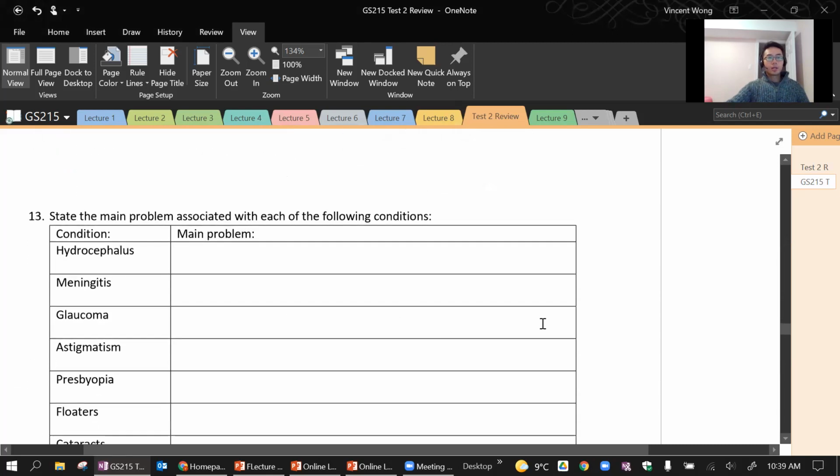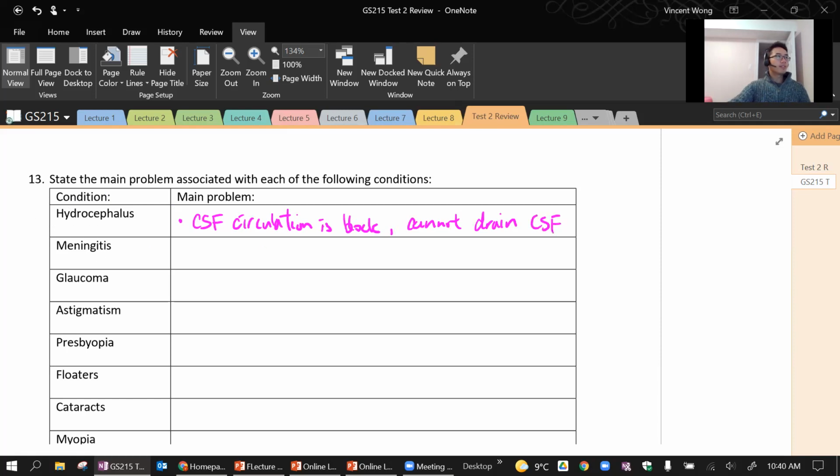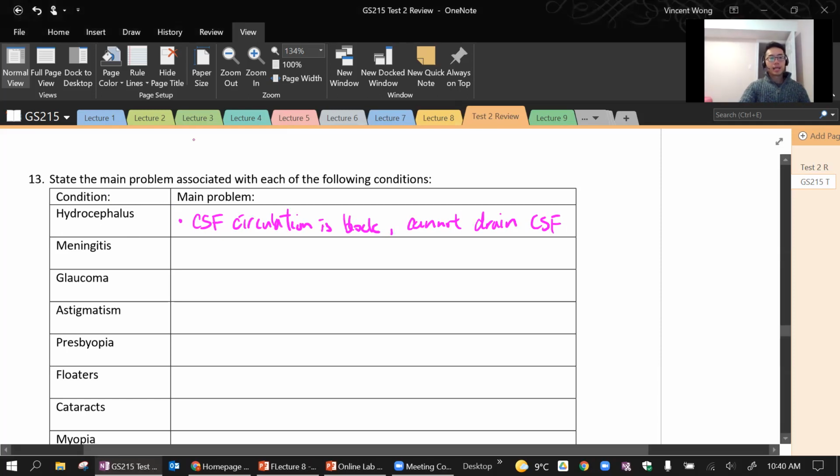Okay, state the main problem associated with each of the following. Let's go through this one. Hydrocephalus, main problem. What's the main problem with hydrocephalus? CSF circulation is blocked. Okay, maybe cannot drain. So that's going to cause CSF to build up in the ventricles, resulting in high pressure in the brain. Not good.